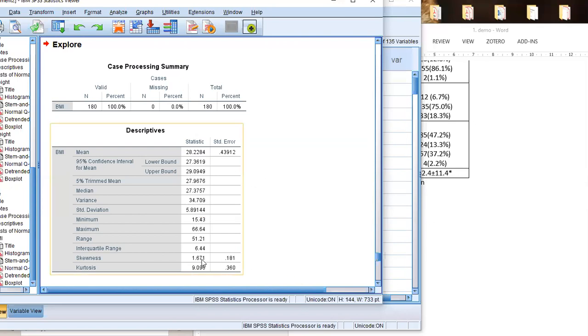Skewness value 1.6. You can see the data is slightly skewed. Look at the minimum and maximum. Minimum BMI is 15. Means what? Underweight. There's a lot of information inside here. Otherwise, why would SPSS give all the different values? 15 is underweight. There are some underweight.